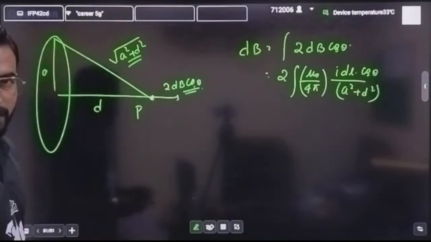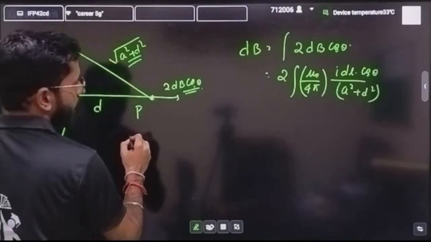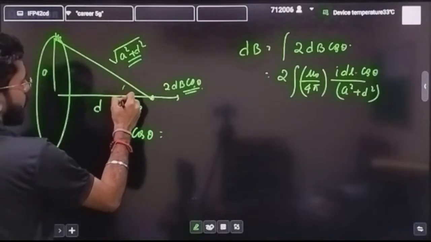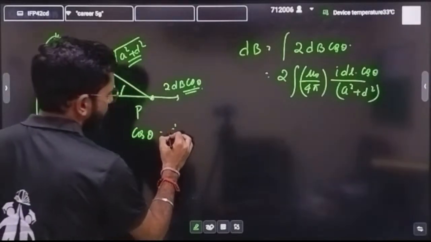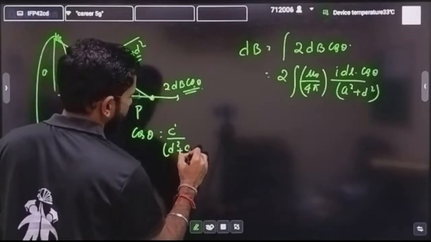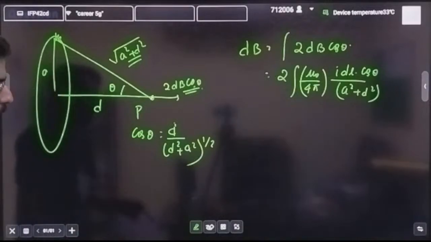Now tell me what you can write for cos theta as well. Here, define cos theta. This angle is theta. Cos theta is what? Base upon hypotenuse. What is your base? d. Tell me what is your hypotenuse? It is the square root of d square plus a square. Let's suppose I write it as power 1 by 2.